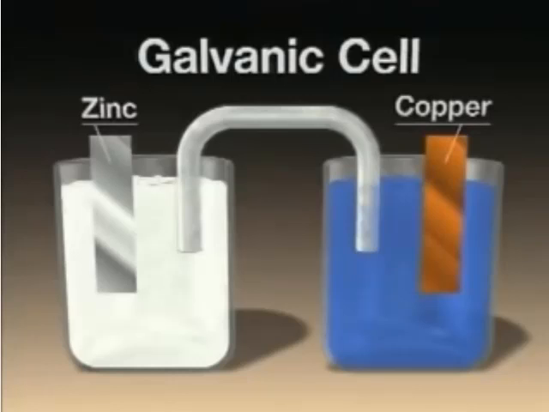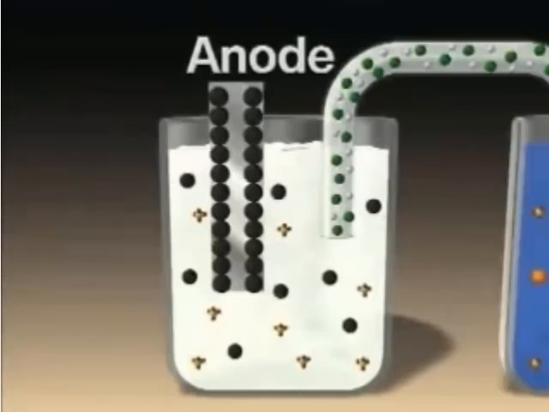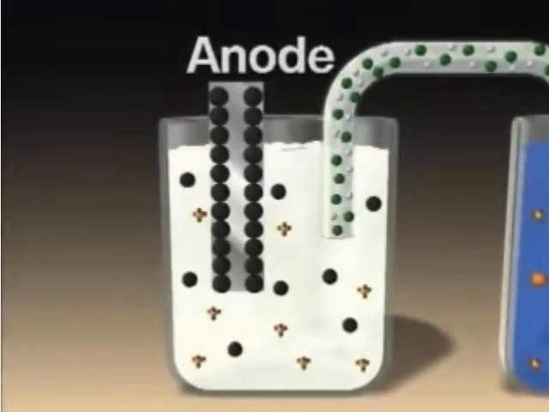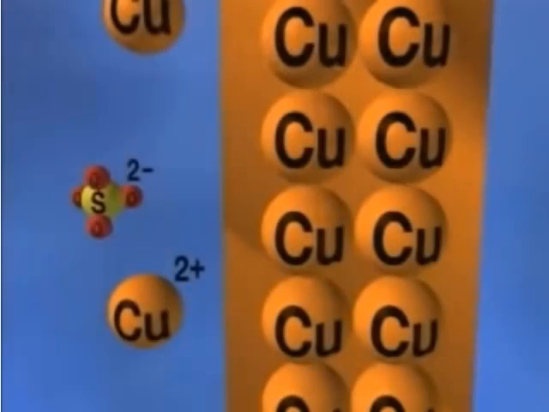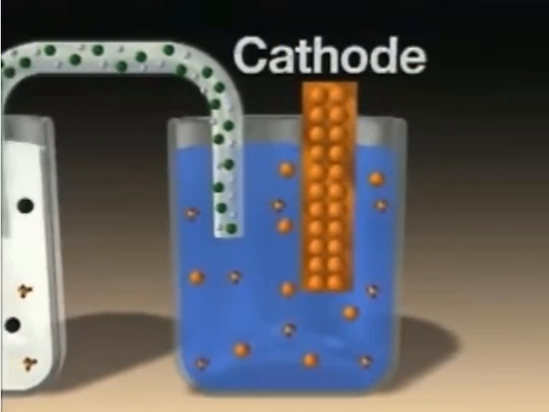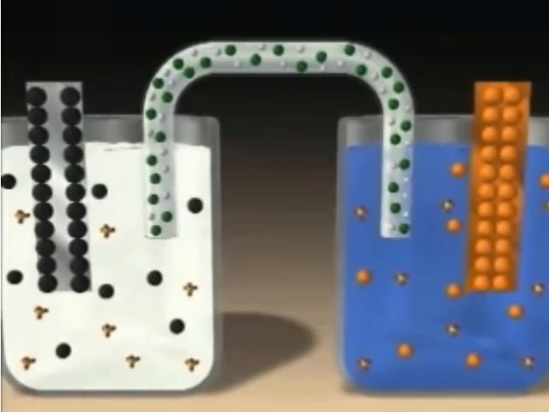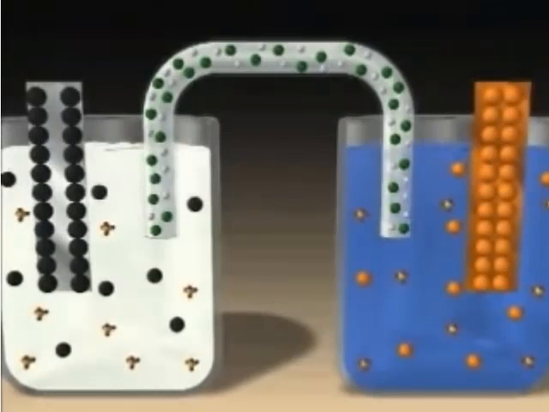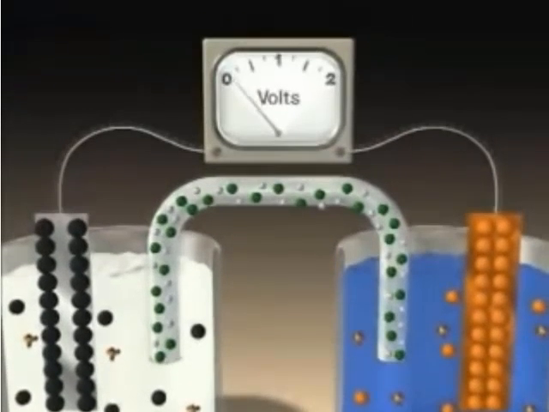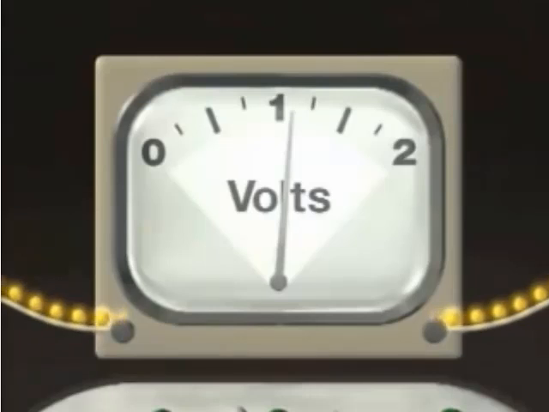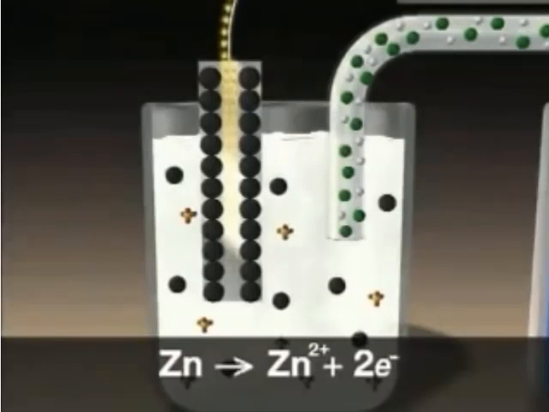A useful galvanic cell can be constructed by using zinc and copper. The anode is a zinc bar placed into a zinc sulfate solution, and the cathode is a copper bar placed into a copper 2 sulfate solution. The two solutions are connected by a porous sodium chloride salt bridge that prevents the two solutions from mixing but allows ions to migrate. Attaching a voltmeter to the cell shows that electrons flow from zinc to copper. The voltmeter reads 1.103 volts.